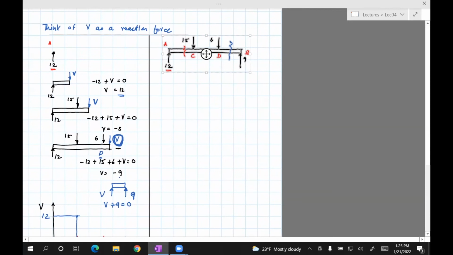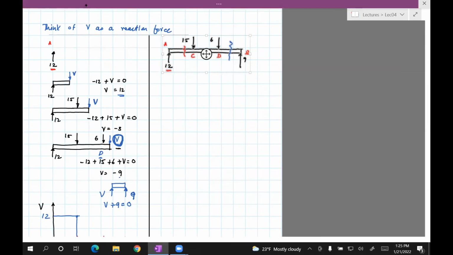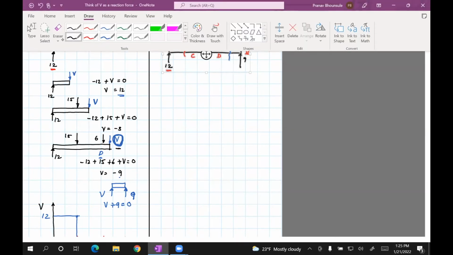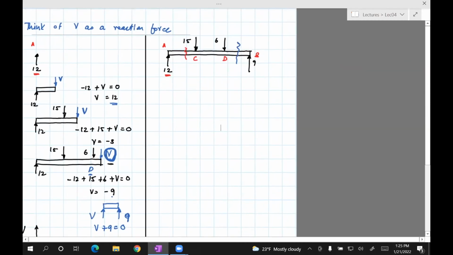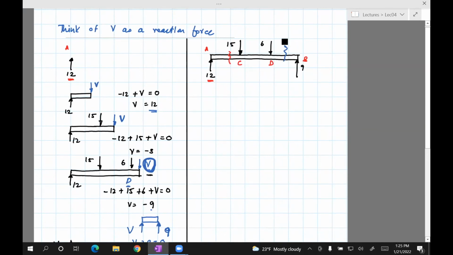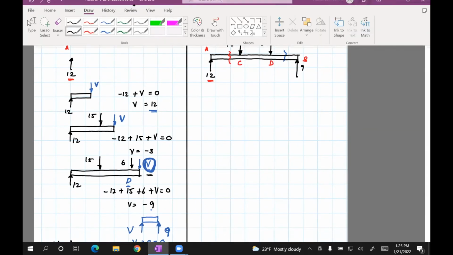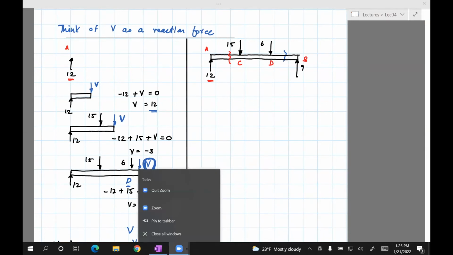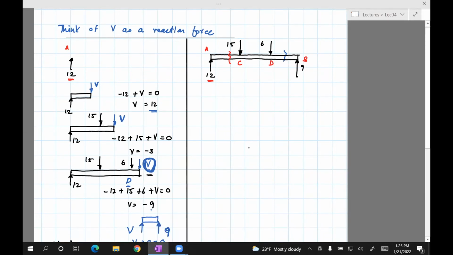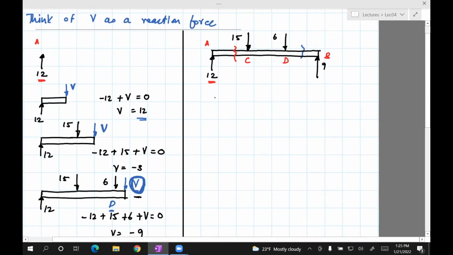Okay, so let's start off with, I'll fix it later on. I accidentally deleted the one bullet. So let's do the same thing for the right side. So start off with a section from A to C.